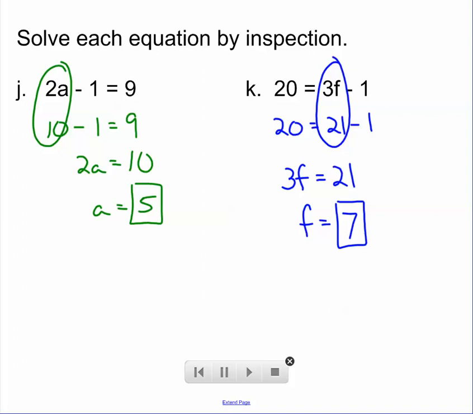All right, so this is solving the equations by inspection. It gets a little bit tougher when there's two operations going, multiplication and subtraction.